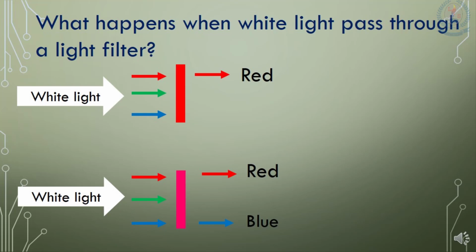Yes, red color will pass through the paper, and also the blue color will pass through the paper, because when we take these two primary colors together, red and blue, they will give us magenta color. So that's why both those colors were able to pass through this magenta light filter.